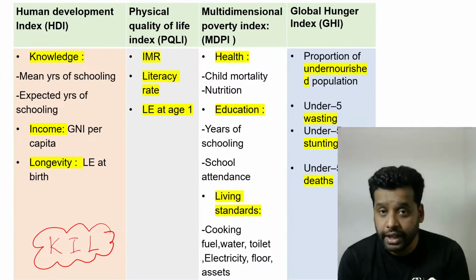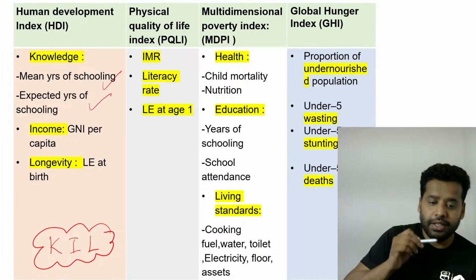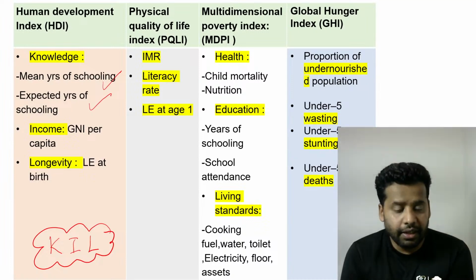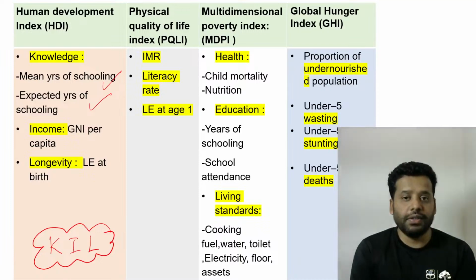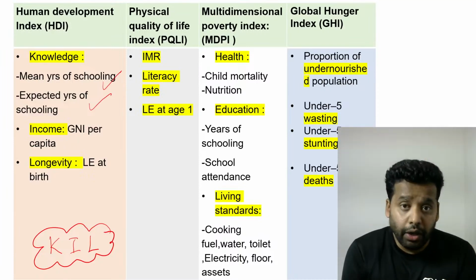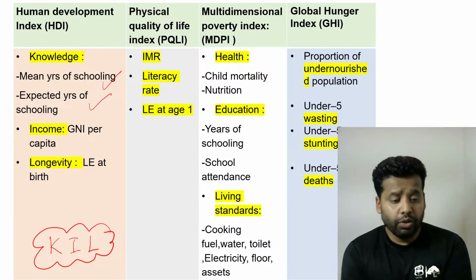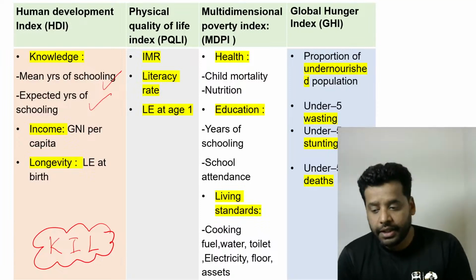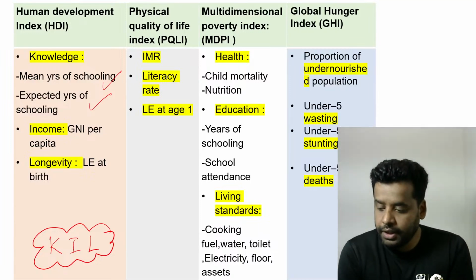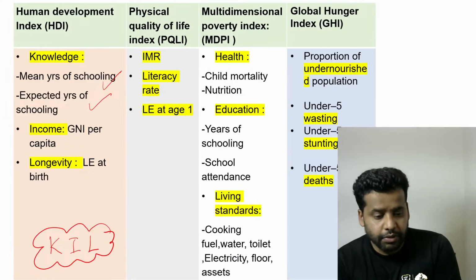But how many indicators are used? Mean years of schooling, expected years of schooling. What was there earlier inside this? Literacy rate was used. Now it is not used. Remember this. Gross enrollment ratio was used. Now it is not used. So we are having 2 things: mean years of schooling and expected years of schooling.